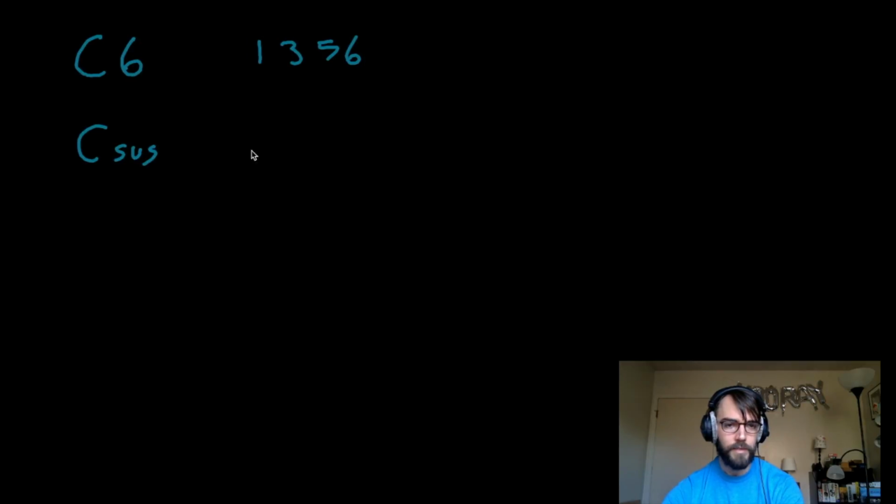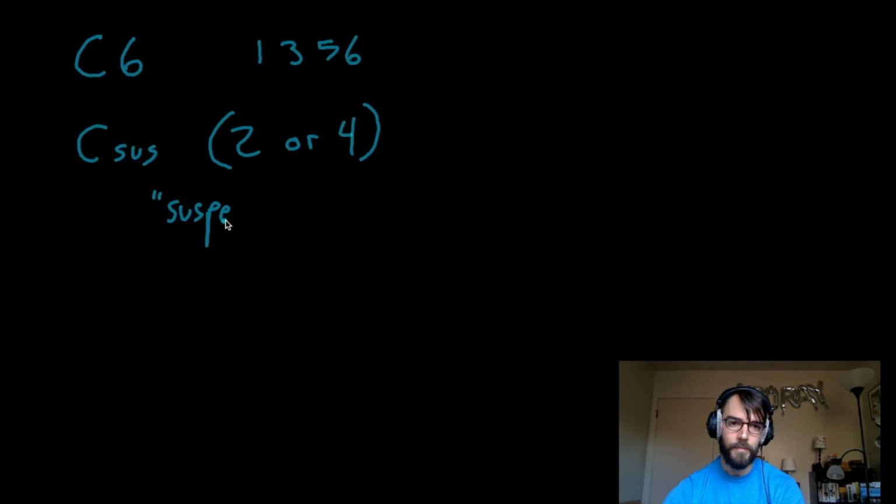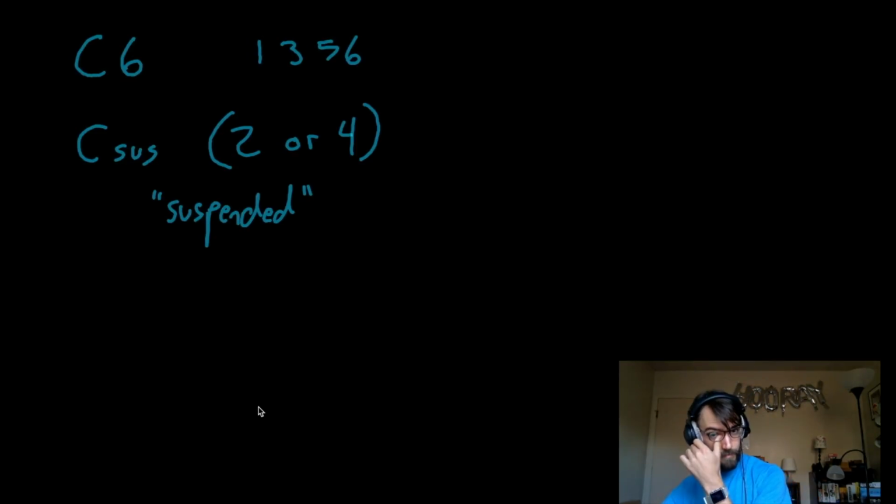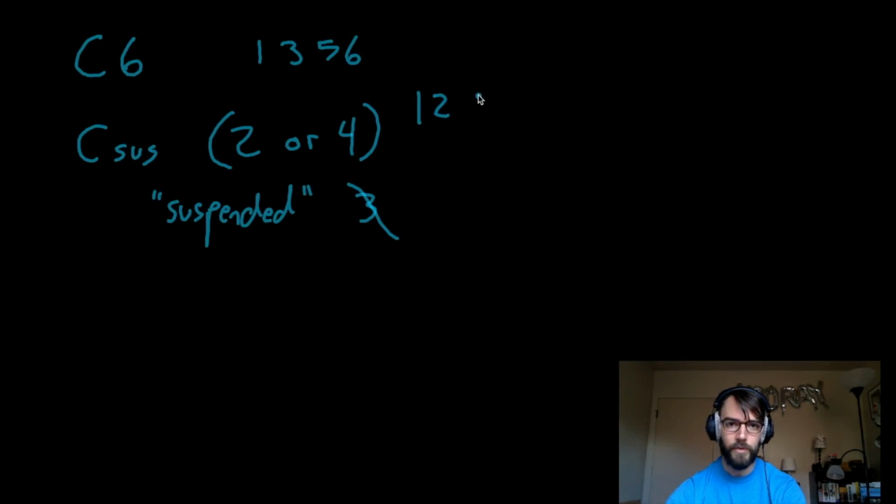All right. So some more common chords that you see in guitar music especially, you'd see something like C sus. Now what this means is either 2 or 4. So sus stands for suspended. And so what that means is you are not playing a 3, but instead you are playing a 2 or a 4. So that would be either 1, 2, 5, or 1, 4, 5.